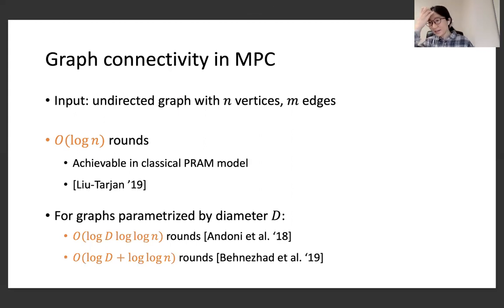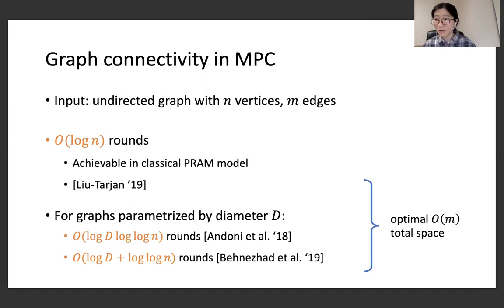On the other hand, if we allow the graphs to be parameterized by the diameter d, then it turns out that connectivity can be solved more efficiently for small diameter graphs. Recent breakthrough of Andoni et al. gave an MPC algorithm that takes O of log d log n rounds. And this is further improved by Behnezad et al. to O of log d plus log n rounds. And just like the algorithm of Liu and Tarjan, these two algorithms both take optimal O of m total space.